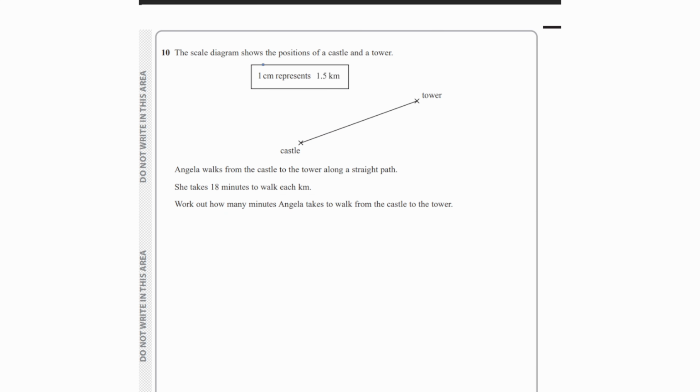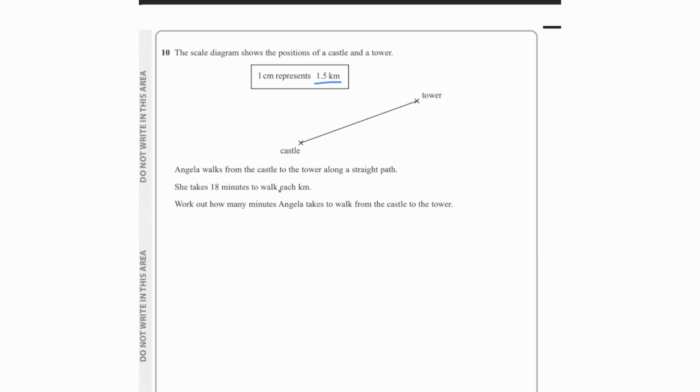So question 10, the scale diagram shows the positions of a castle and a tower. 1 centimeter represents 1.5 kilometers. This is a scale diagram, so if you measure this length, it will be directly proportional to the length in real life. Angela walks from the castle to the tower along a straight path, so she walks along that line.